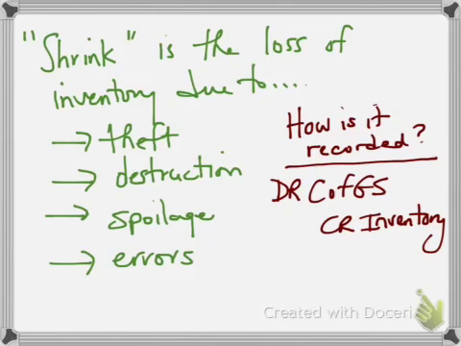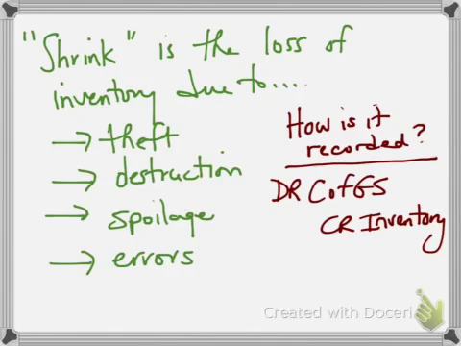And when we realize that what we have on hand is less than what our records say, then we need to reduce the records. Hence, we're going to credit inventory, and we're going to typically just debit cost of goods sold as the related inventory expense account.